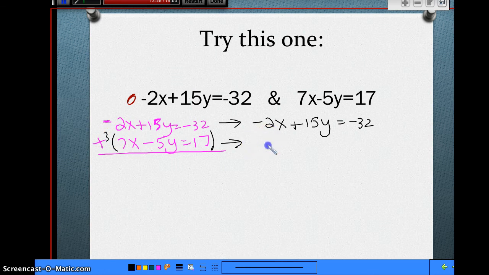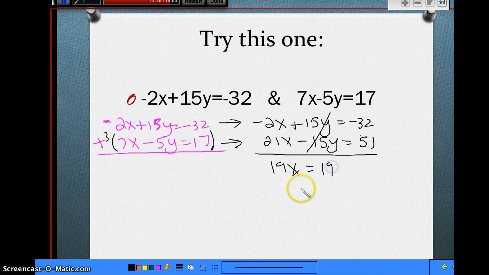3 times 7x is 21x minus 15y equals 17 times 3 is 51. I'm probably going to run out of time here, but those guys eliminate. You're going to end up with 19x is equal to 51 minus 32 is 19. Divide, you're going to get 1 for x.